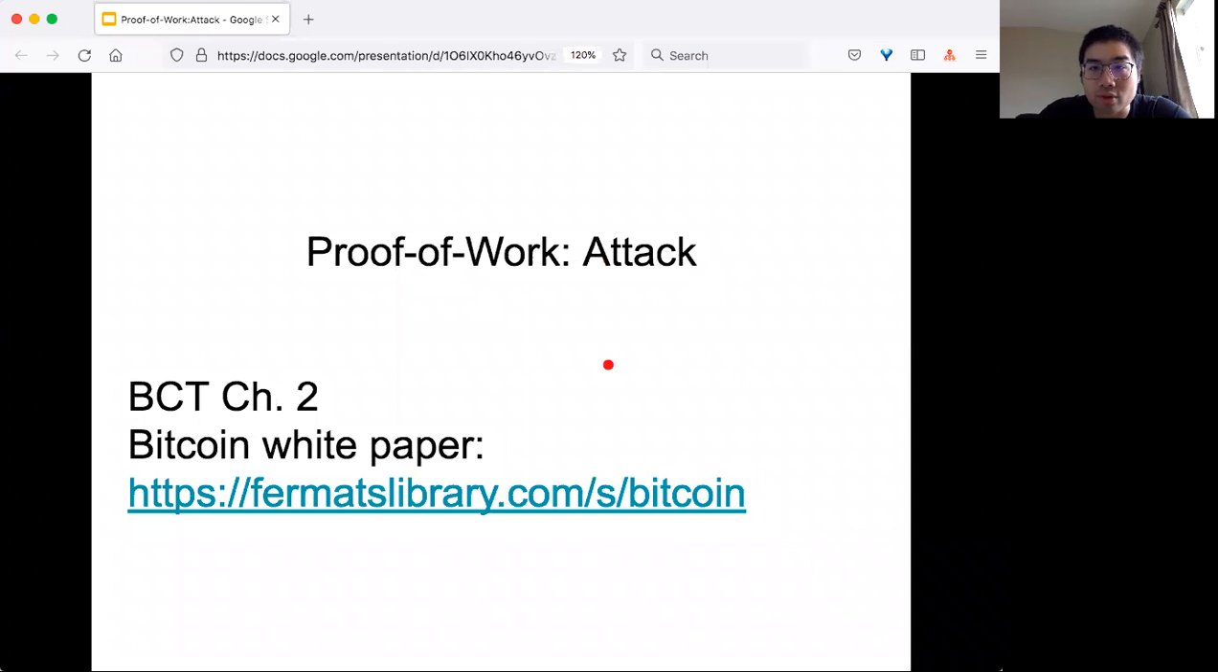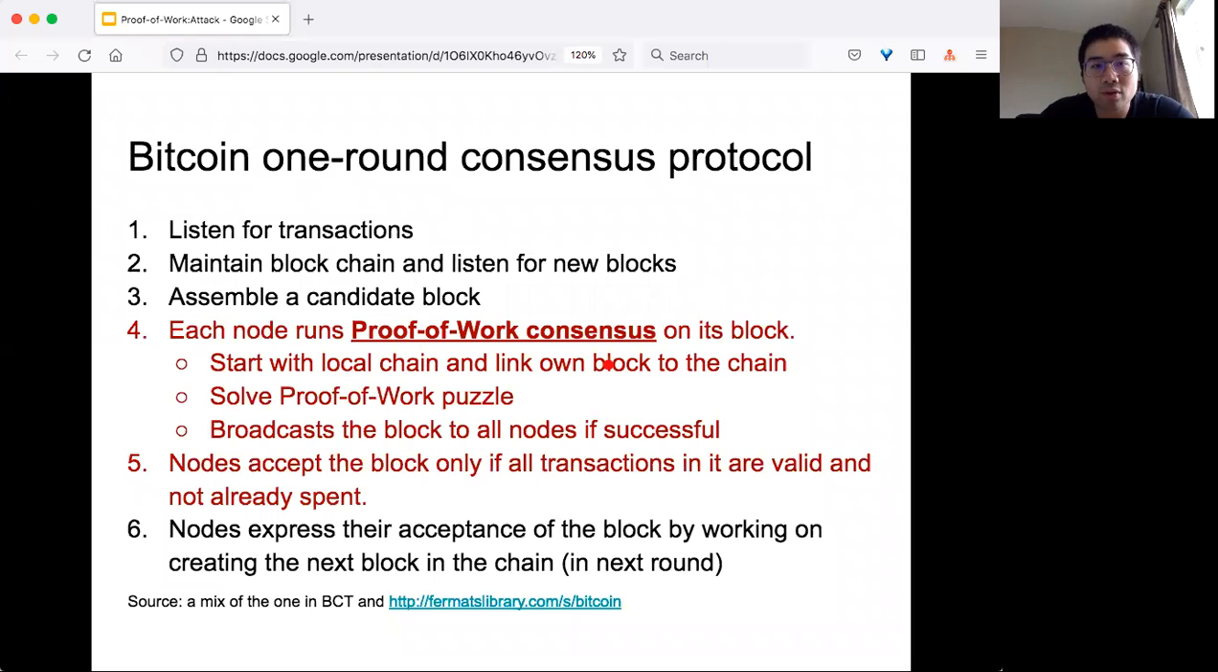Today we are going to talk about proof of work, but with the focus on the attack. The content is again based on Bitcoin and cryptocurrency technology and the Bitcoin white paper. Last time we talked about how Bitcoin has this kind of one-round consensus protocol design, and the key is proof of work, where you do the mining or you search the puzzle.